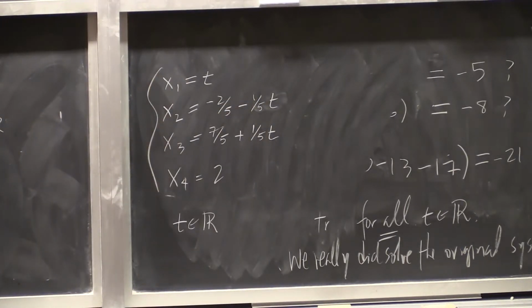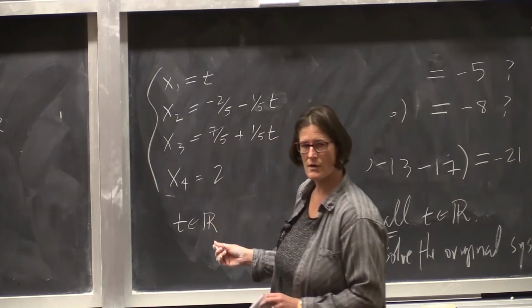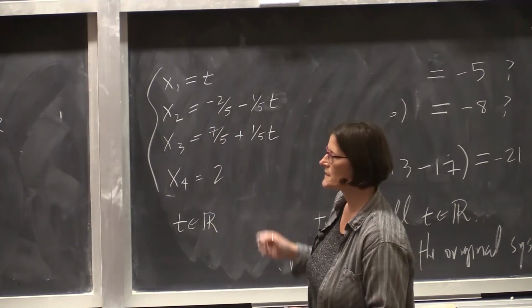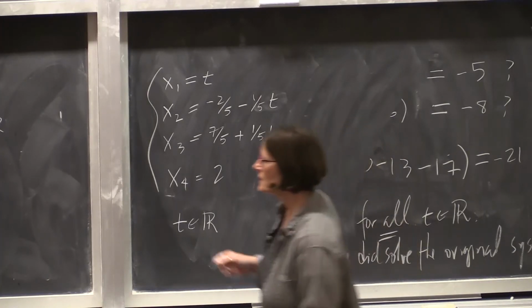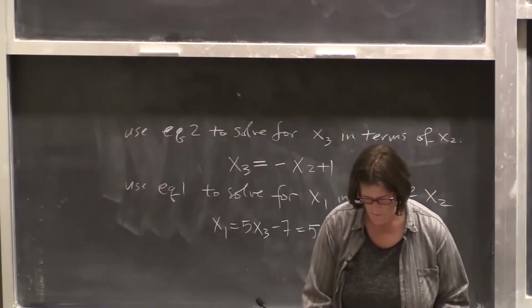But doing it this way and doing it this way take more work. That's why we didn't do it that way. So you need to go through this on your own and convince yourself that for this problem, solving in terms of x3 was the smart thing to do.